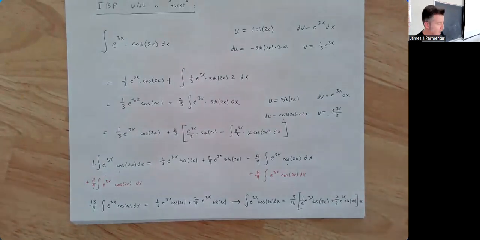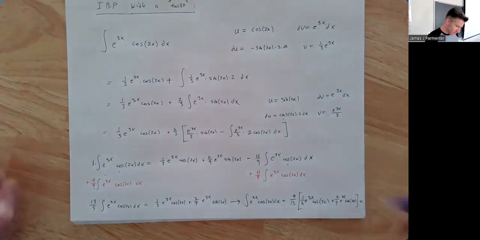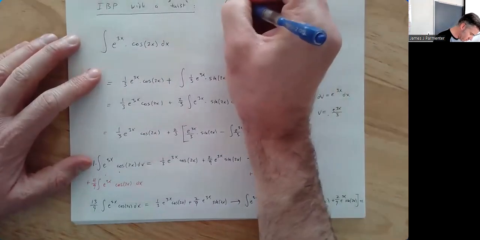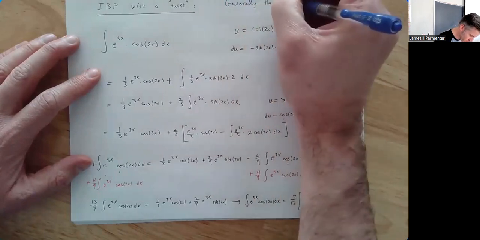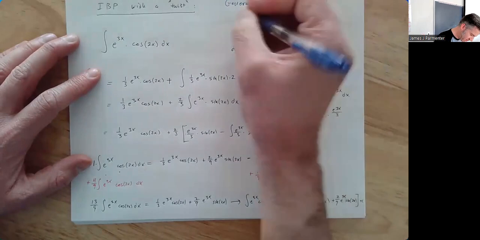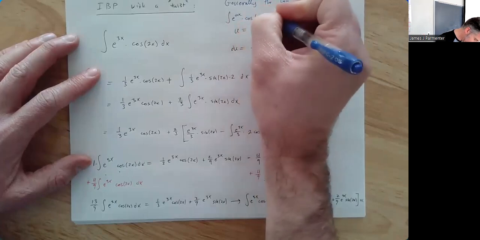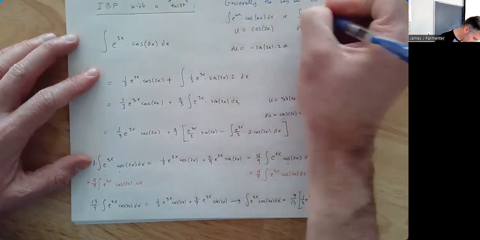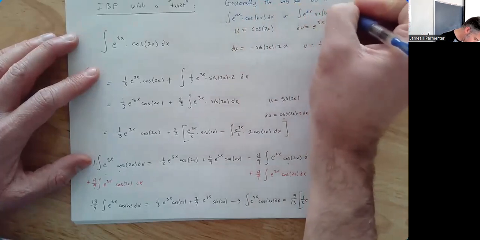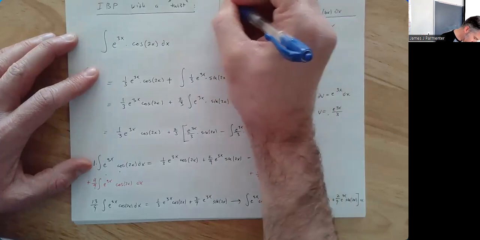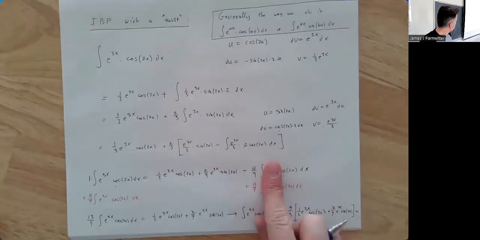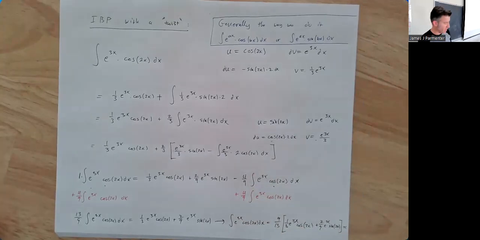And that is always what happens when you integrate e to the a times x times cosine of b times x, or the integral of e to the a times x times sine of b times x. This is generally the way we do it, the general way that this always works. So if you see the integral of e to the x times sine of 5x, you'll know that you have to do this integration by parts twice. And then the thing you're trying to find comes back up again, and you add it back over to the other side, and then you divide by the coefficient, and then there's your answer.